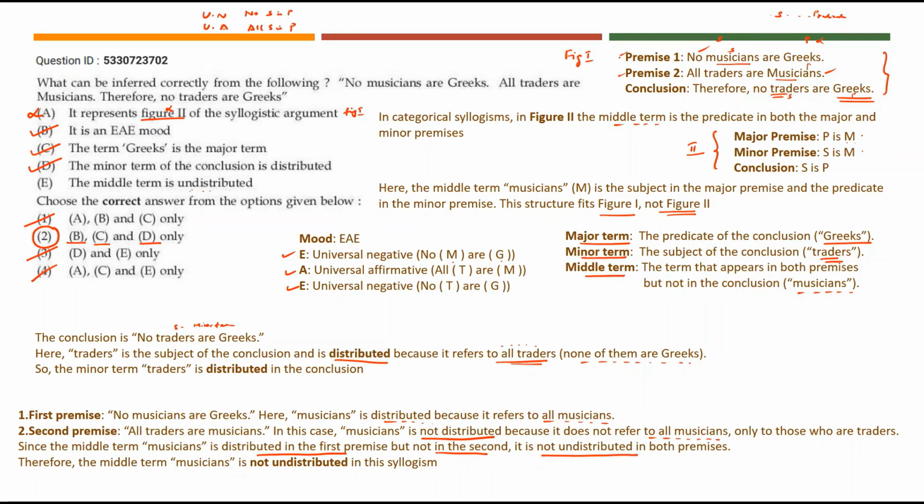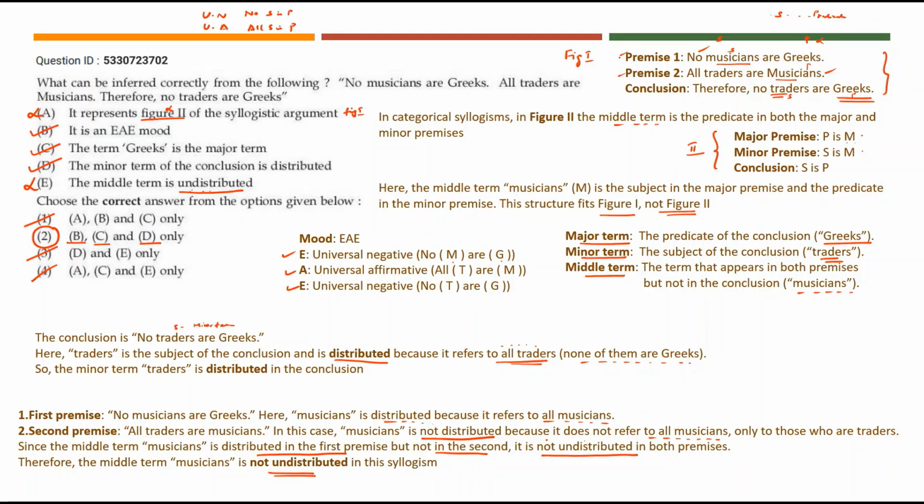Since the statement here is talking about undistributed, we are marking it in terms of not undistributed to tell that E is wrong. Therefore, the middle term musicians is not undistributed in this syllogism. So, with this we can conclude E is definitely wrong.